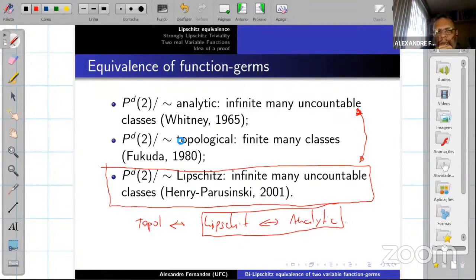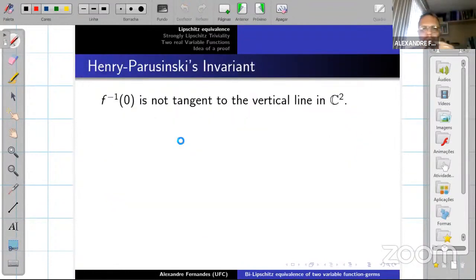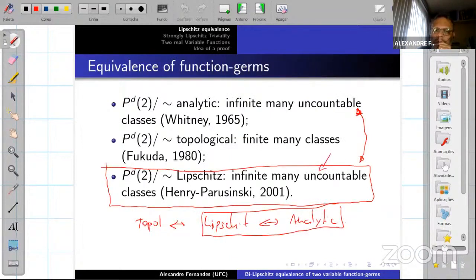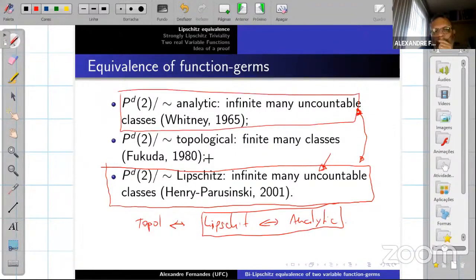So let me talk about the Henri Parushinsky invariant. They built an invariant to show this previous result here. This is a kind of cross ratio. Cross ratio was used by Whitney to show this result. And Henri Parushinsky created a kind of cross ratio, but it's not a cross ratio, not a cross ratio for sure.